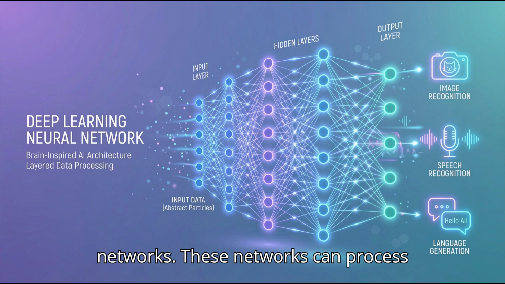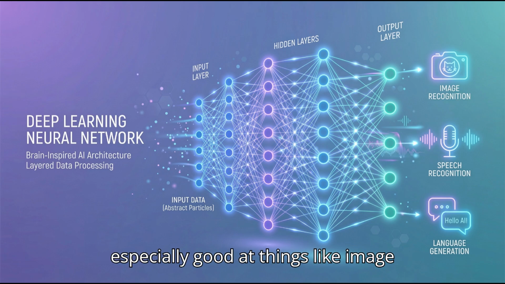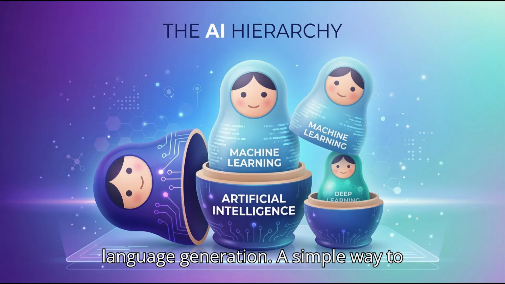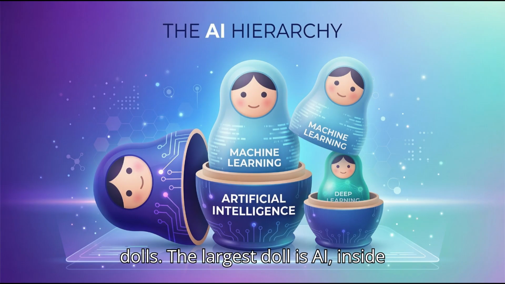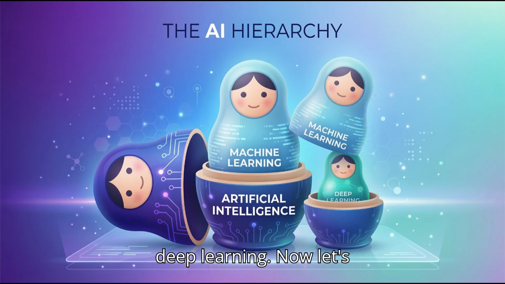These networks can process massive amounts of data and are especially good at things like image recognition, speech recognition, and language generation. A simple way to visualize this is like Russian nesting dolls. The largest doll is AI. Inside is machine learning, and inside that is deep learning.